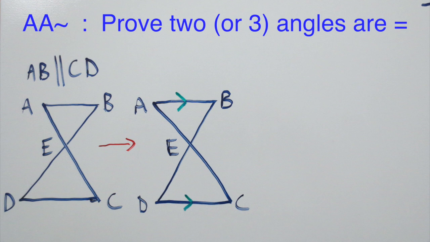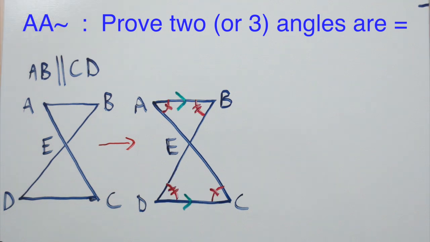Do you see like a Z and a backwards Z? So like if you go from A to B to D to C, that would be a Z. And if you go from B to A to C to D, it's a backwards Z. So we have a name for those types of angles, and they're only equal when you have the parallel lines. You remember what they're called?